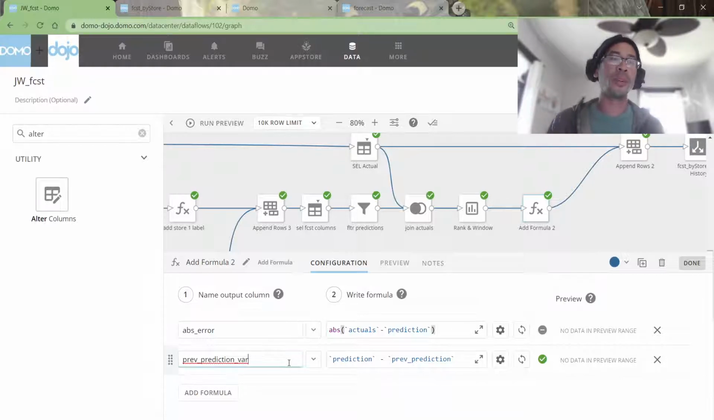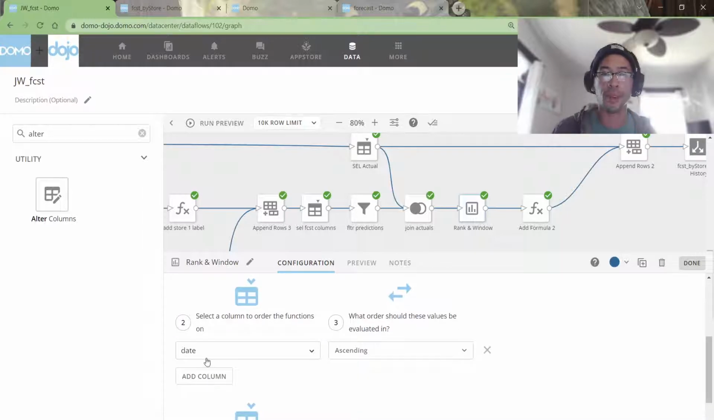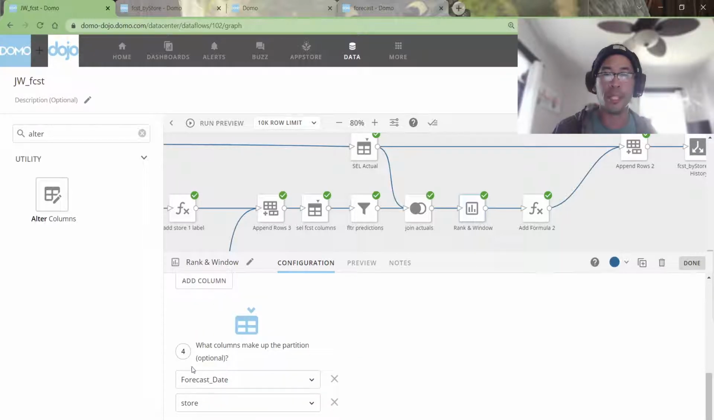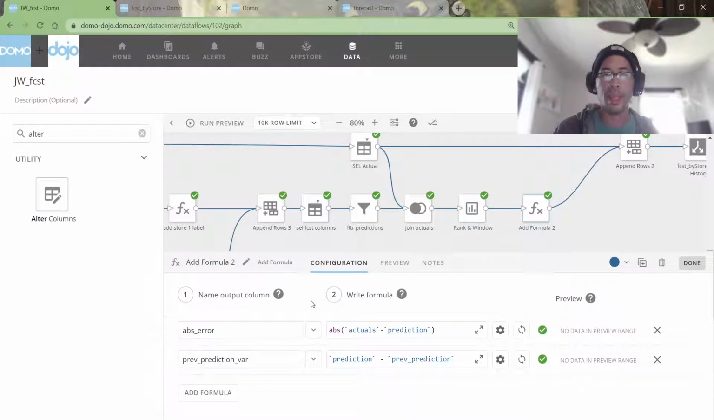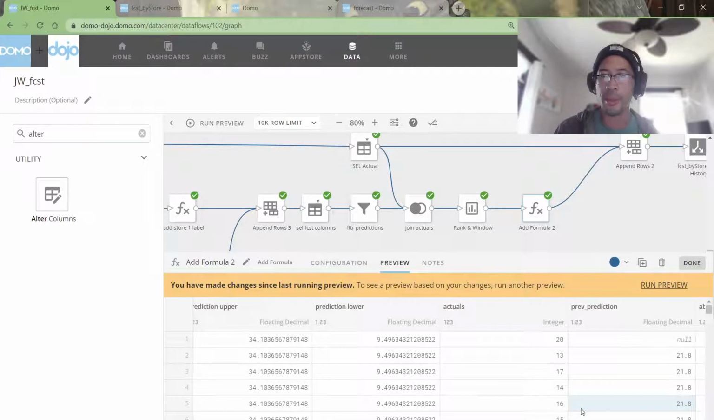Another thing that might be interesting might be to say, hey, did your prediction change from the previous time I had a prediction, from my previous prediction? So maybe I'll add a window function where I do a lag of the previous prediction. So sort by date ascending, partition by when I made my prediction, and the store. And then now that I have my lag or my previous prediction value, let's see here.